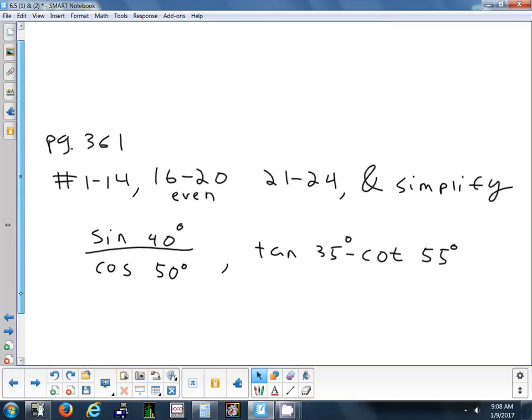Okay, so the homework tonight, there will not be any solving right triangles on it. It's going to end with the complementary angle theorem. So it's 6-1, problems 1 to 14, that's finding trig functions. Like finding the sine is problem 1, finding the cosine is problem 2, so they're actually pretty fast. 16 to 20 even, 21 to 24, and a couple problems not in the book I want you to simplify. Sine of 40 divided by cosine 50, and tangent 35 minus cotangent 55.